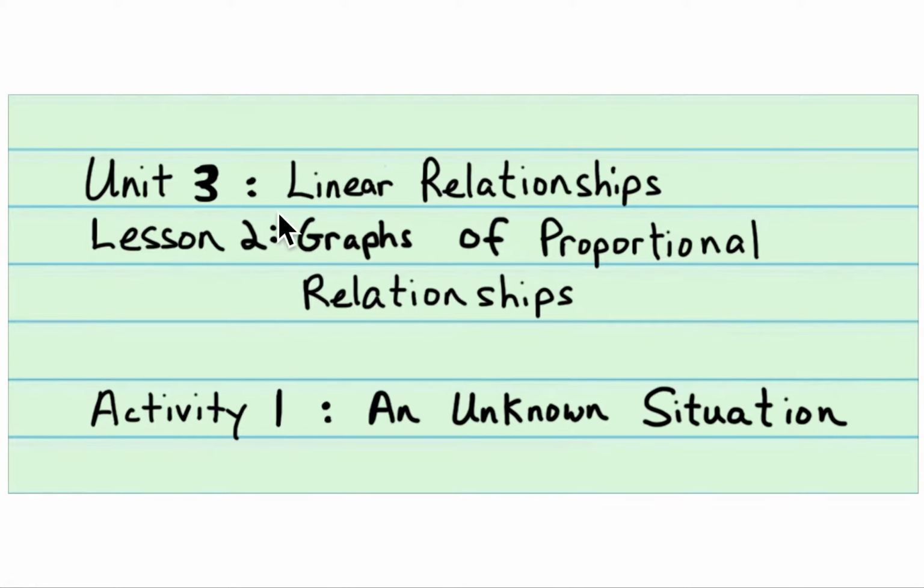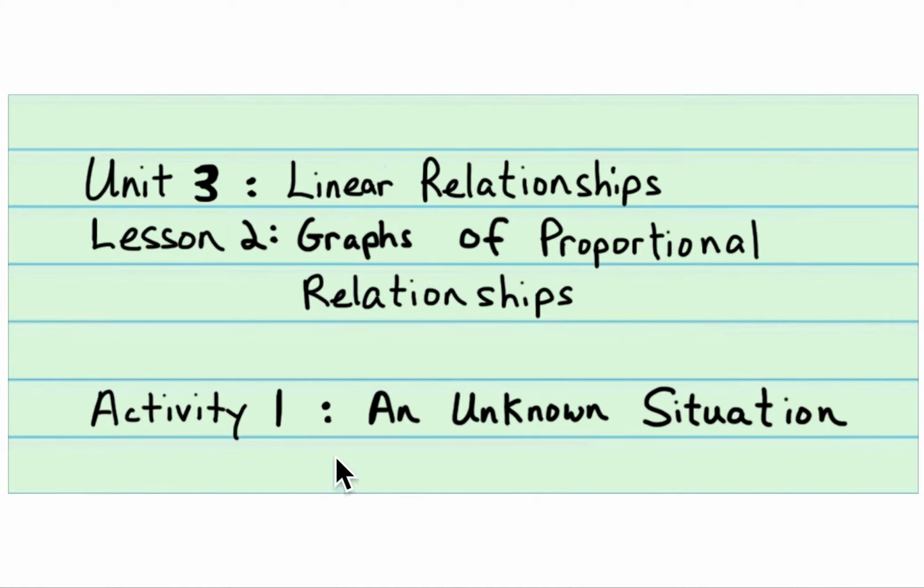This is Unit 3, linear relationships. So, relationships of two properties that form a straight line. That relationship creates a line, or you can see that relationship on a line. Graphs of proportional relationships. So it's drawing that line.